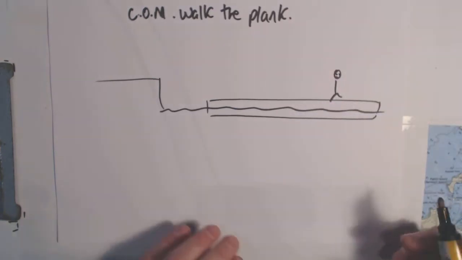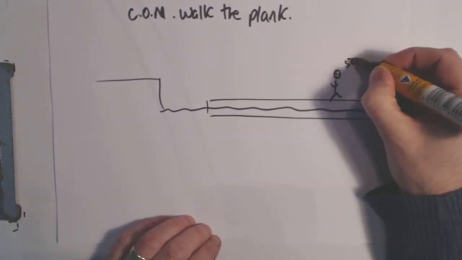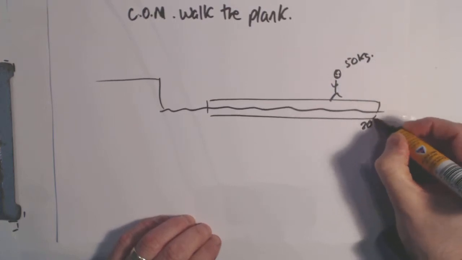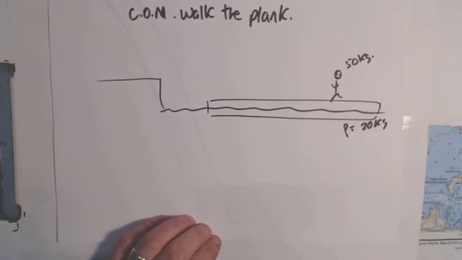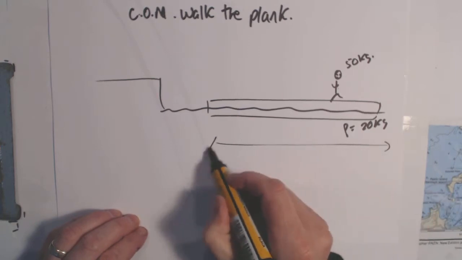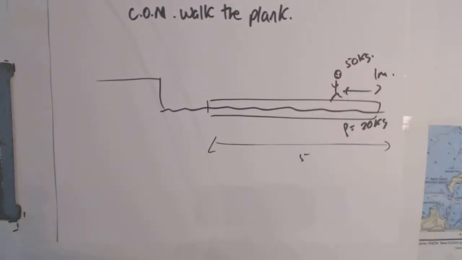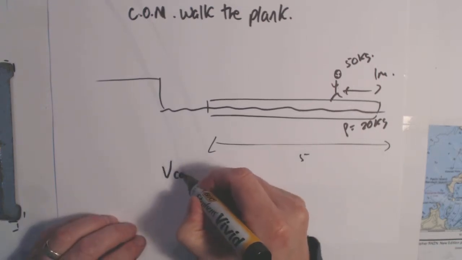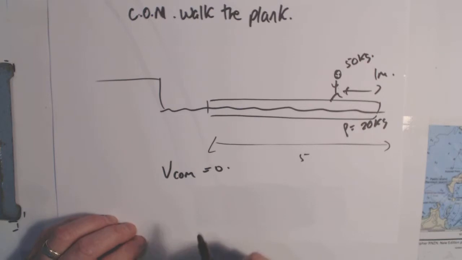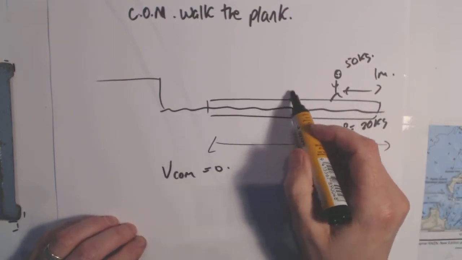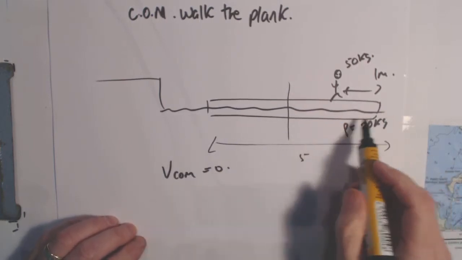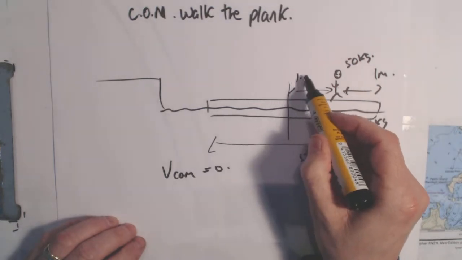And what we're basically saying is the girl is 50 kgs, the plank is 20 kgs, the plank is 5 meters long, the girl's standing a meter from the end. All is good. Now, if she's not moving, then we can say that the velocity of center of mass is equal to 0. Where is the center of mass? Well, 5, 2.5, we got 1.5 here.